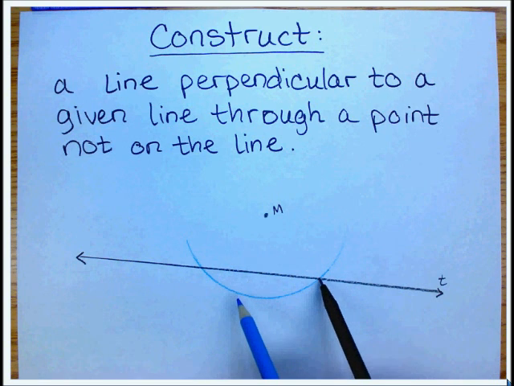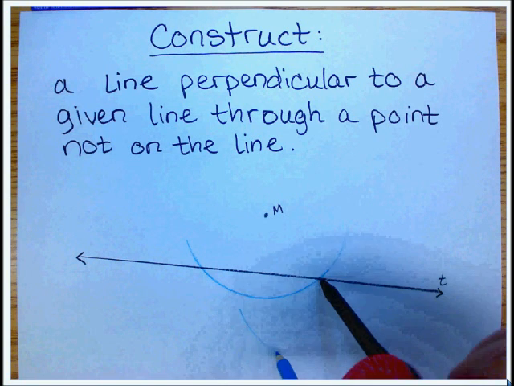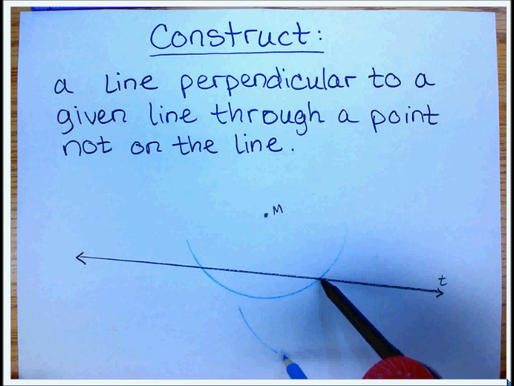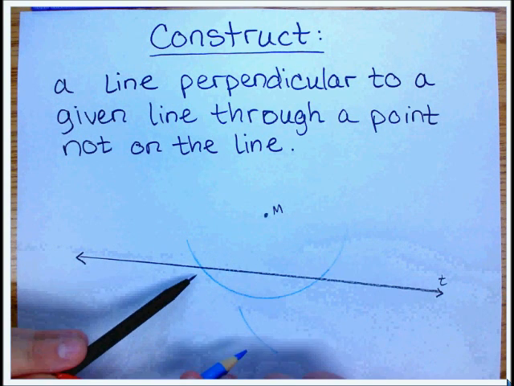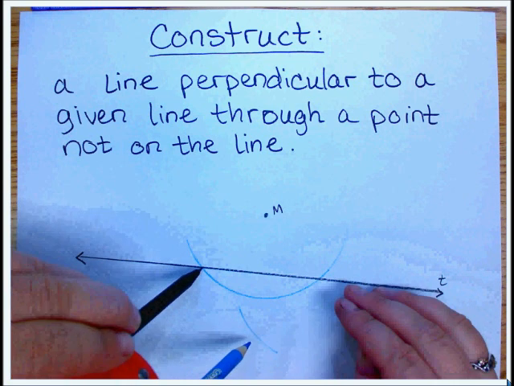Put your compass point on one of the intersections, and draw an arc over here, basically straight down from M. Then move your compass so that its compass point is on the other intersection point, and draw another arc.